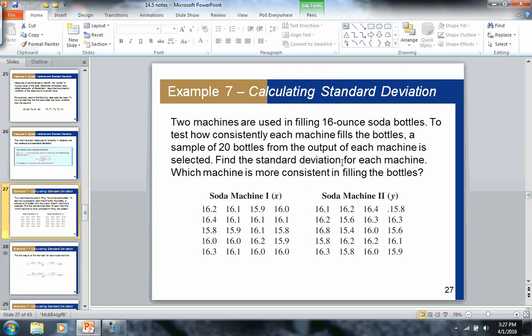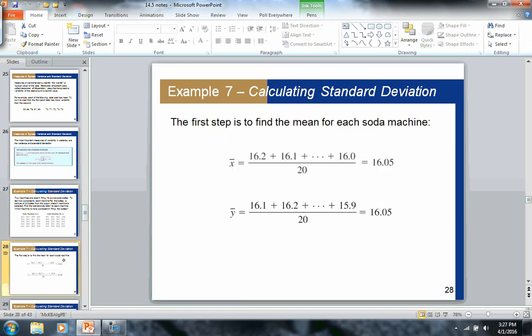in order to find out how spread out these samples are, we actually need the mean. So that's the first thing that we would calculate. The first step would be to find the mean for each of the soda machines. Here again, they're showing that they're adding them all up and dividing by 20. So this is our mean for that first soda machine. And then for the other data set, you add them all up and you divide by 20, and that's the mean for the second soda machine.